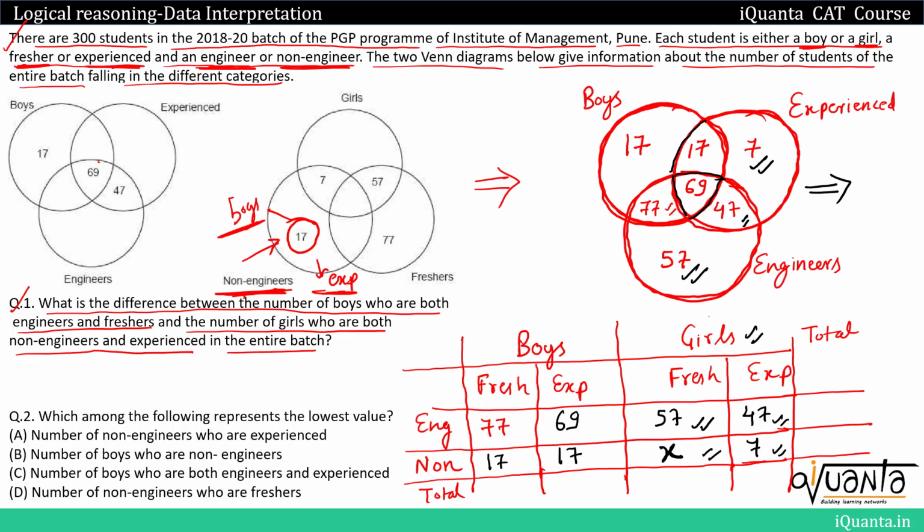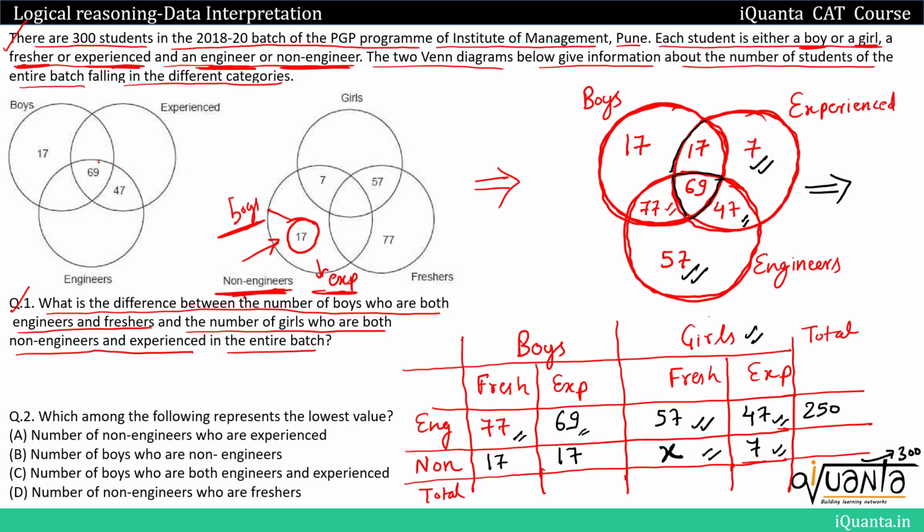So our table is kind of complete over here. Let us fill the total as well so that we can find out the exact value of X. We know that the total of all was 300, so this total will be 300 over here at the bottom. If we add up all the numbers along the row, then 77 plus 69 plus 57 plus 47, the sum is 250 over here. And if we make the sum along the row of non-engineers, then 17 plus X plus 7, we do not know the exact value of X, so we cannot write down the sum at the moment.